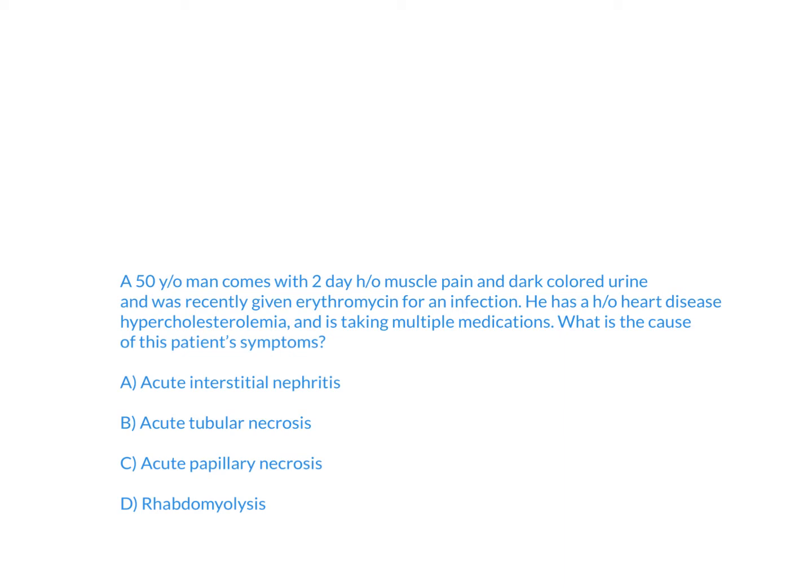So a 50-year-old man comes in with a 2-day history of muscle pain and dark-colored urine and was recently given erythromycin for an infection. He has a history of heart disease, hypercholesterolemia, and is taking multiple medications. What is the cause of this patient's symptoms? Acute interstitial nephritis, acute tubular necrosis, acute papillary necrosis, or rhabdomyolysis?